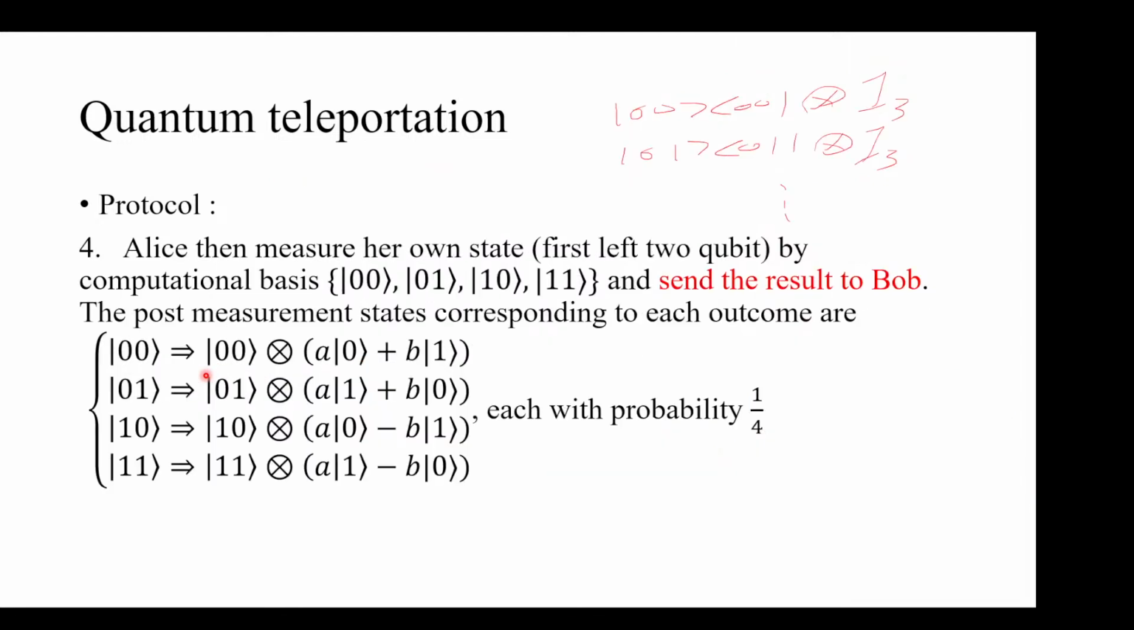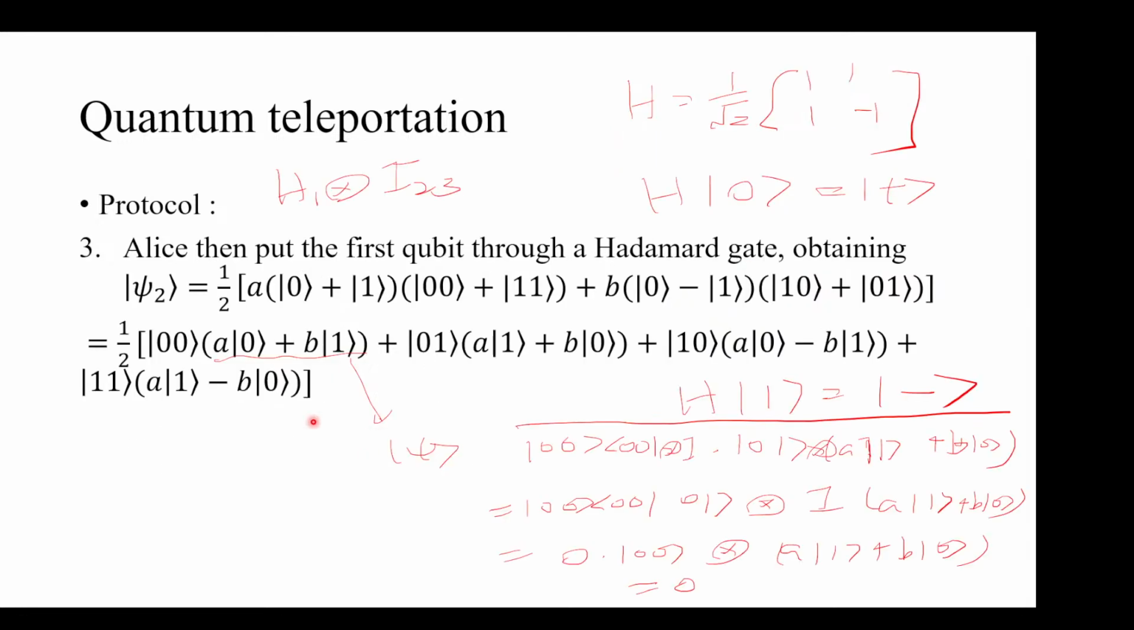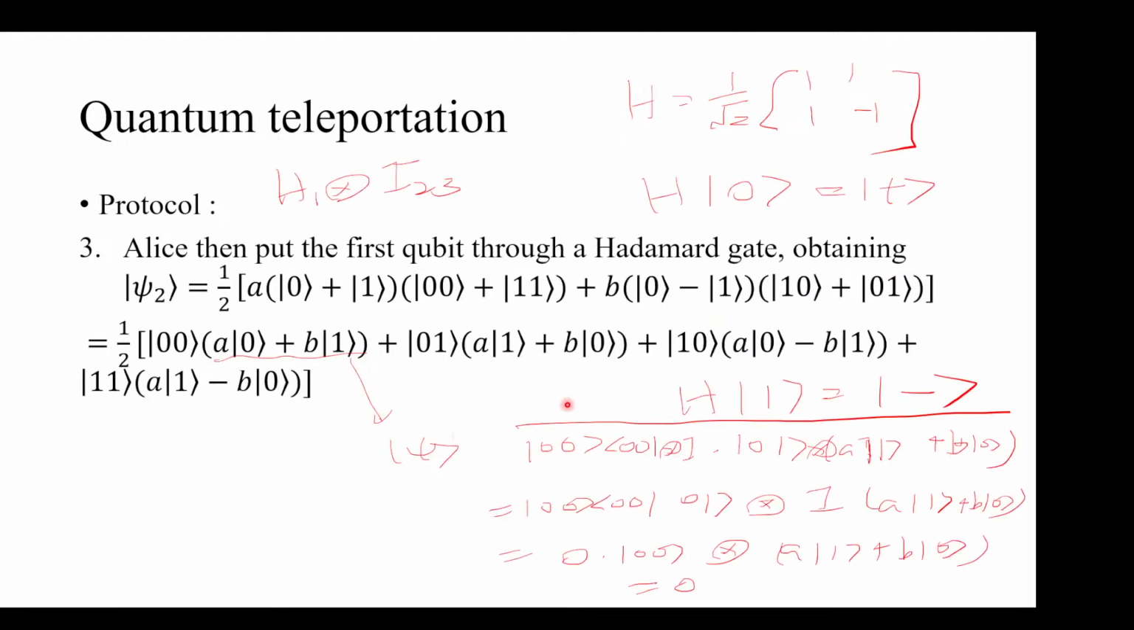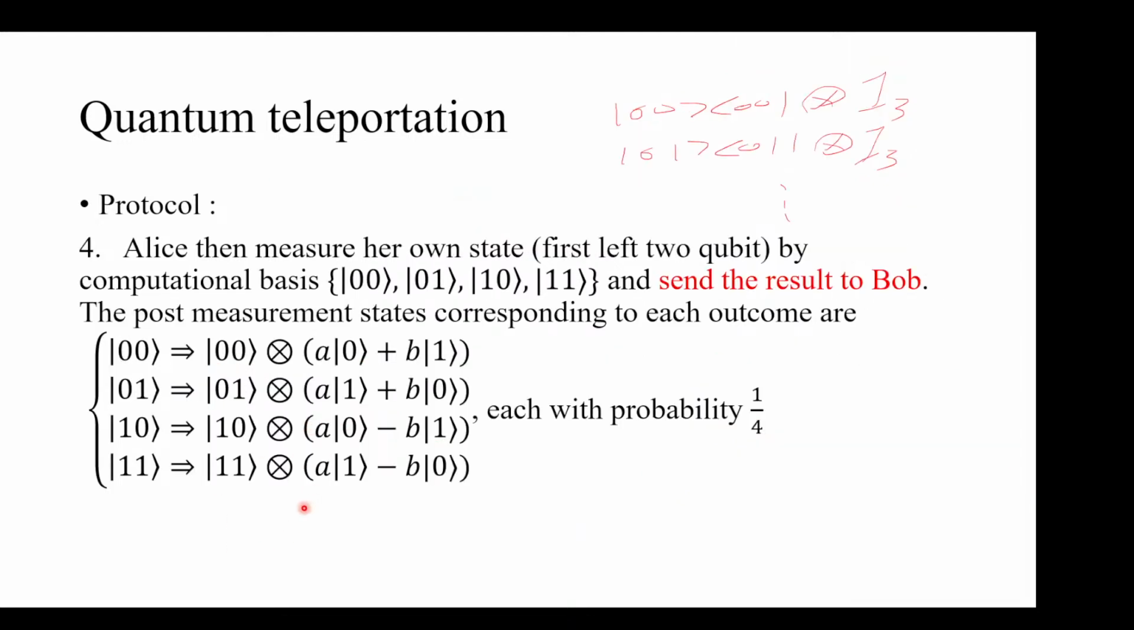And once again, you can see this state is already normalized because |0,1⟩ is already normalized, and we know A squared plus B squared equals 1. Okay. And so the amplitude here is 1/2, and once again, the probability is 1/4. And similarly, you get this 1, 0 state with |1,0⟩ tensor (A|0⟩ − B|1⟩), and you get the 1, 1 state with |1,1⟩ tensor (A|1⟩ − B|0⟩). Okay. So this is what happens when it is measured.